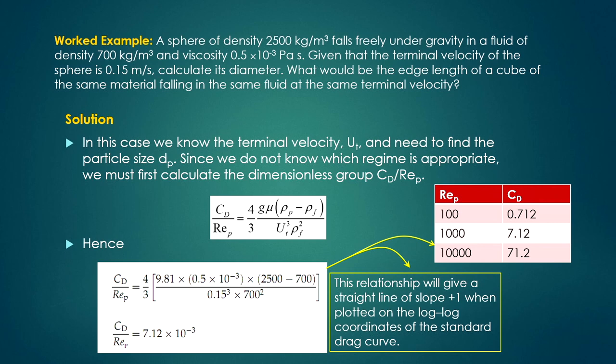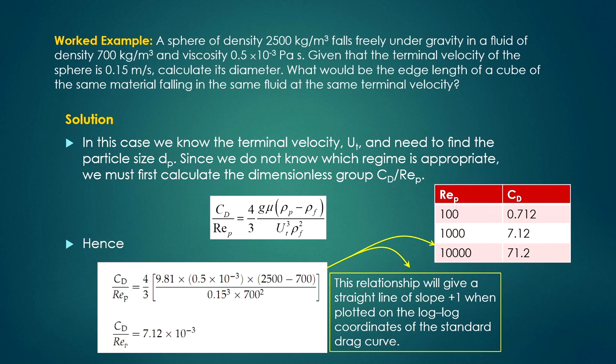Now, let us do an example based on this concept of calculating the terminal velocity at a particular range of flow. A problem is given that a sphere of density 2500 kg per meter cube falls freely under gravity in a fluid of density 700 kg per meter cube and viscosity 0.5 into 10 to the power minus 3 Pascal second. Given that the terminal velocity of the sphere is 0.15 meter per second, calculate its diameter.